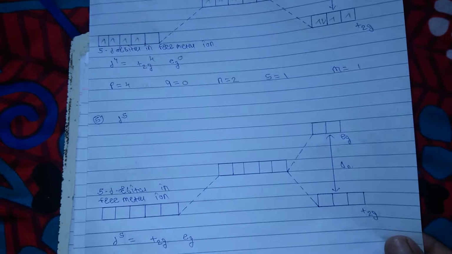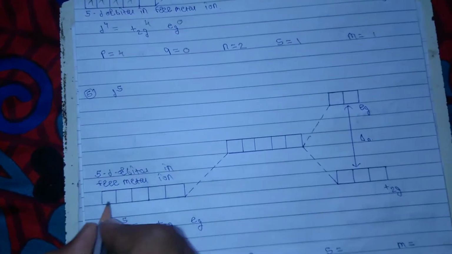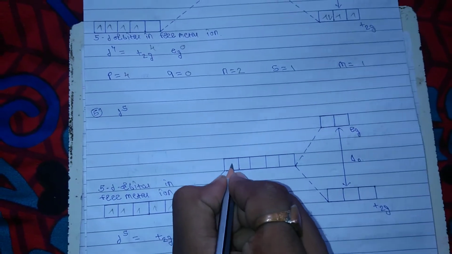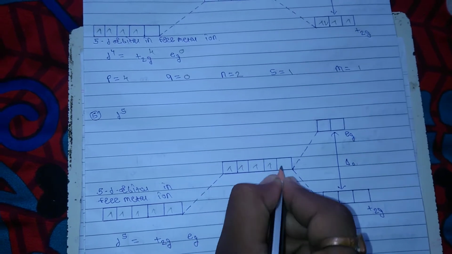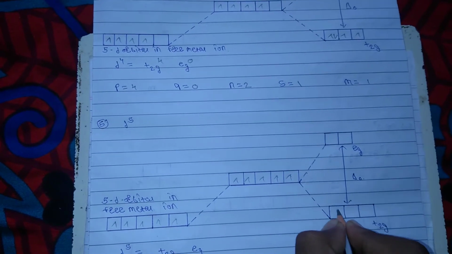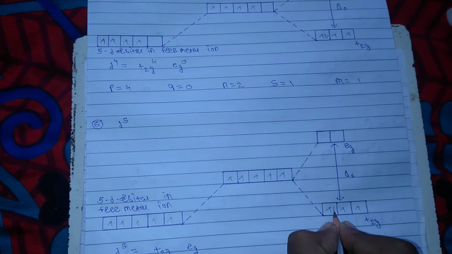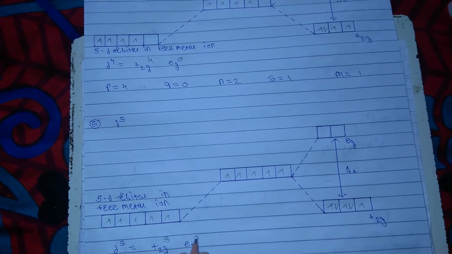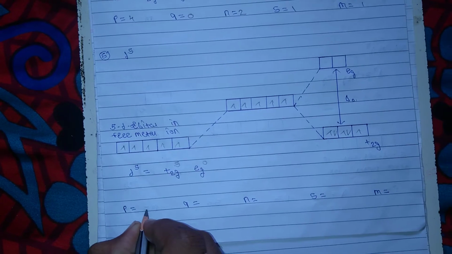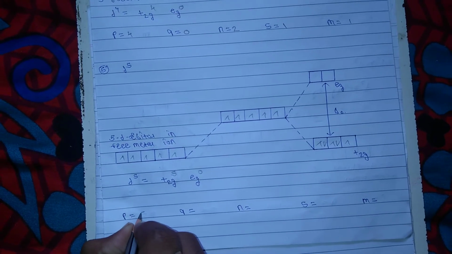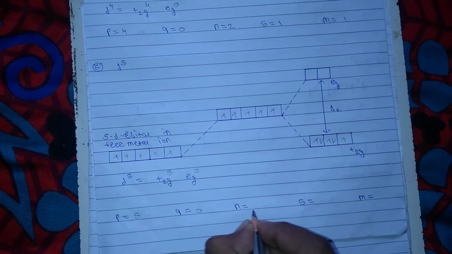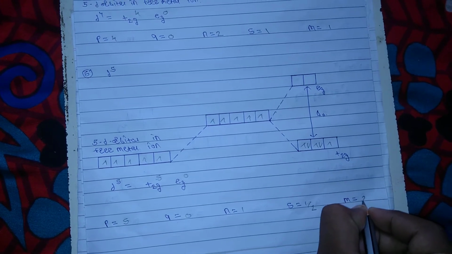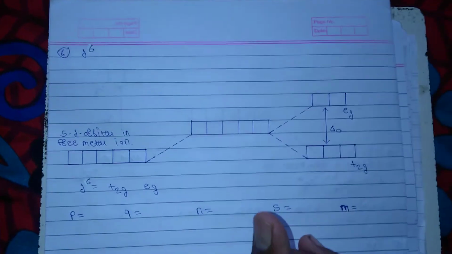Fifth example, d5. In the d orbitals there are 5 electrons. These 5 electrons go in the t2g. Then d5 is equal to t2g5 and eg0. So P is equal to 5. Q is equal to 0. N is equal to 1, S is 1 by 2, and M is equal to 2, meaning the number of electron pairs is 2.